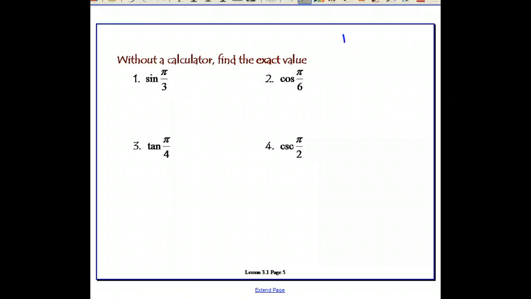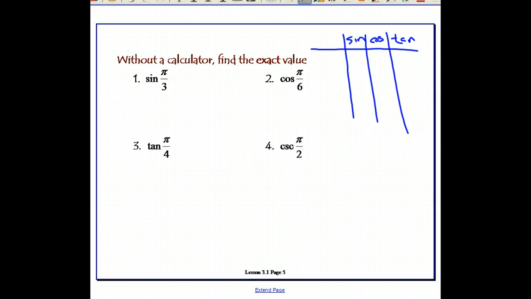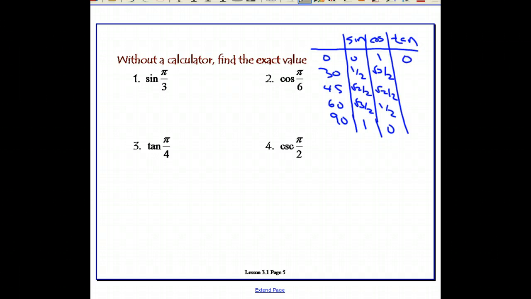So first of all, you've got your chart. If you forgot your chart, you might want to look that up or just quickly reproduce it. We had the sine, the cosine, and the tangent. Our angles were 0, 30, 45, 60, and 90. We had a 0, we had a half, root 2 over 2, root 3 over 2, and 1. Cosine was just the reverse of that. 1, root 3 over 2, root 2 over 2, 1/2, and 0. Tangent was the quotient of sine over cosine. So those three were easy to get.